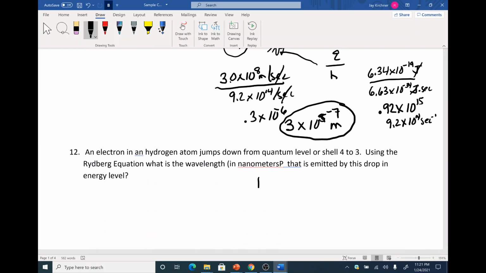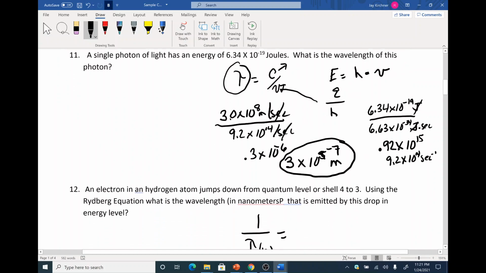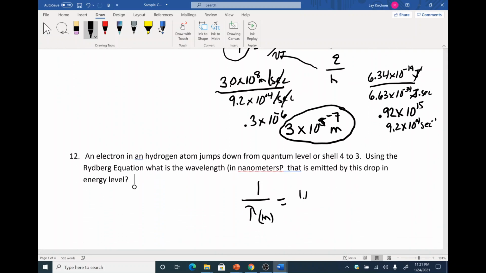1 over wavelength, which will come out in meters, by the way, equals the Rydberg constant. Let's look that up again: 1.1 times 10 to the 7th meters to the minus 1. Then we're going to go 1 over 9, that's 3 squared, minus 1 over 16. Okay, so you can organize it after that, but it's pretty easy to do.